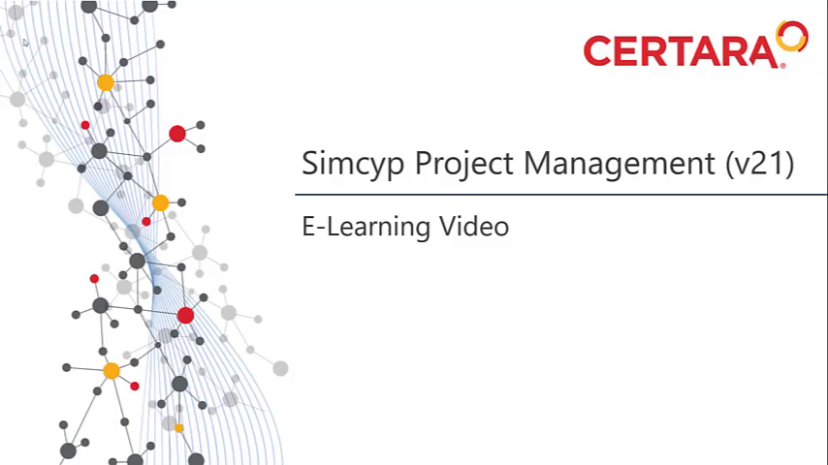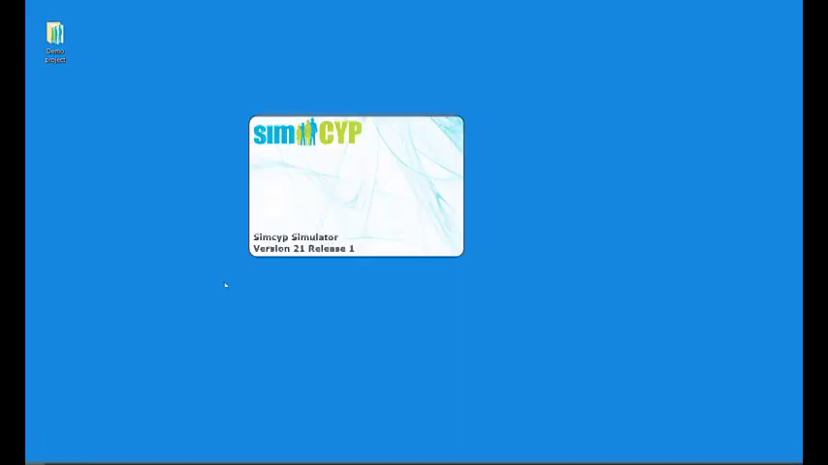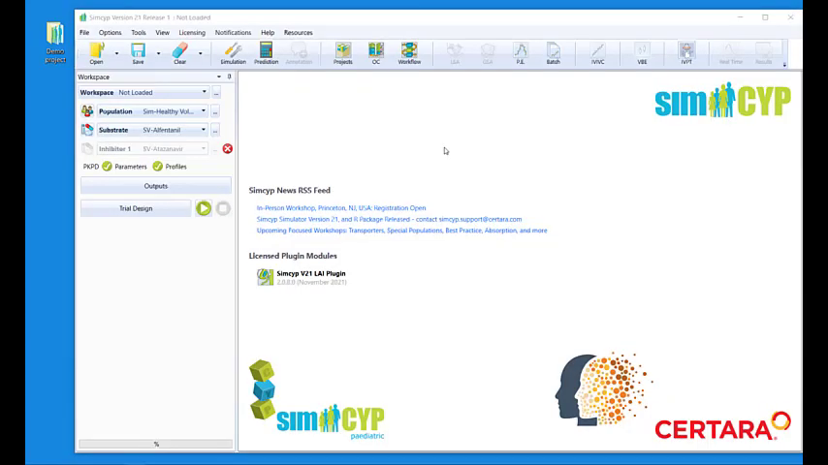In this e-learning session, I will take you through project management in Simcyp version 21. So, let's go to Simcyp. Since version 21, we have three icons here that allow you to manage project, compare output, and also process workflows. Let's focus on the project.